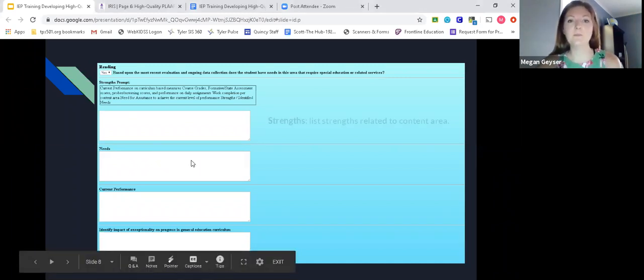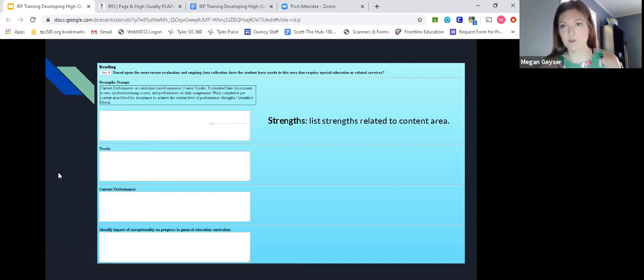And the first one is strengths. And this is where you're going to list those strengths related to the content area. As we discussed before, this is one of the key components of a high quality PLAAF. This is an area where you can put that personal spin on it about the student's strengths. What do they enjoy doing outside of school?